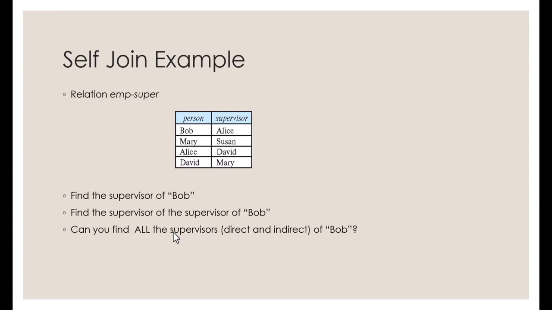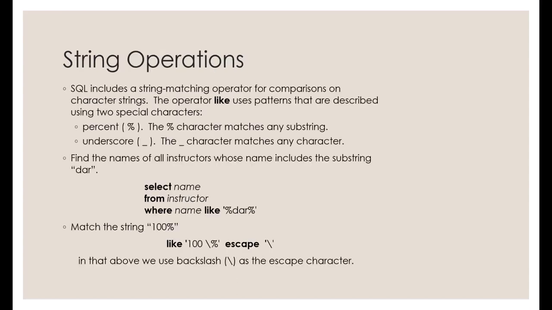Okay, so this is a self-join, right? We have a relation called employee supervisor. So this person, employee Bob, is being supervised by Alice. Susan is the supervisor of Mary. David is the supervisor of Alice, right? So if Alice is supervising Bob and then David is supervising Alice, David is also kind of supervising Bob, right? So it's going to be like a big boss kind of thing. So, can you find all of the supervisors of Bob? Okay, you can, right?